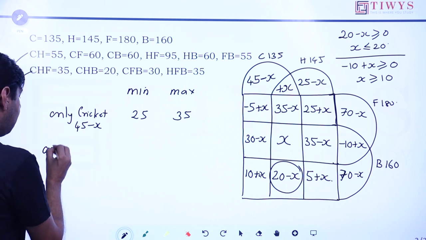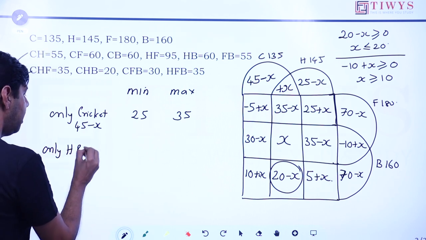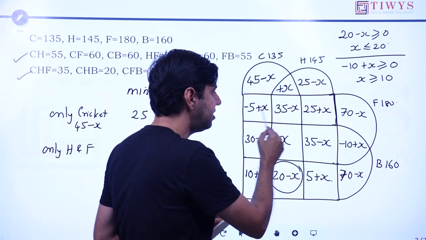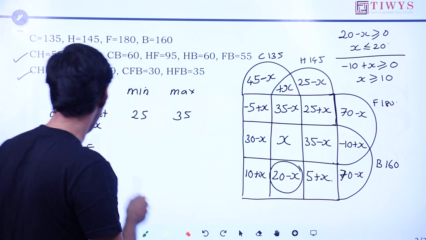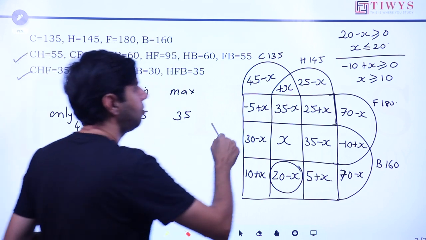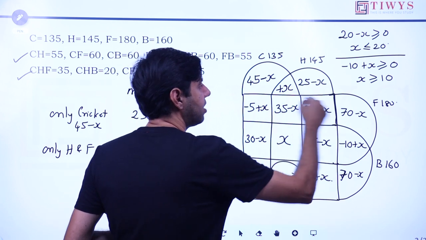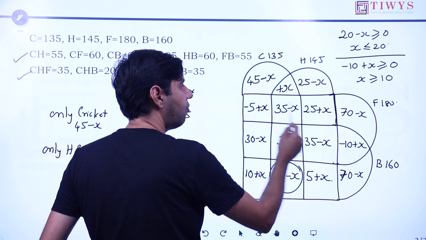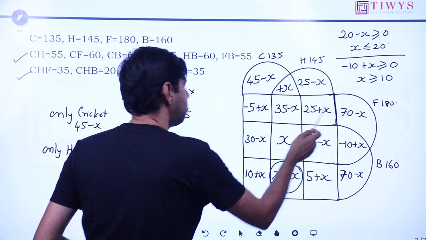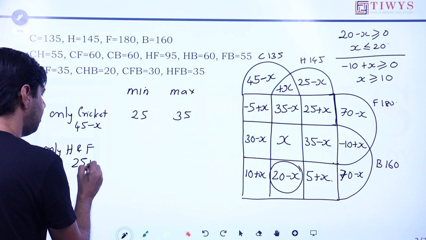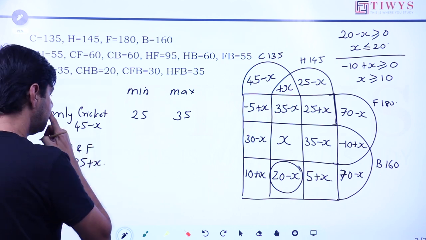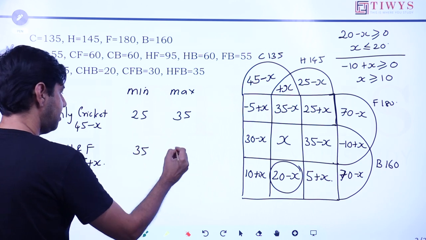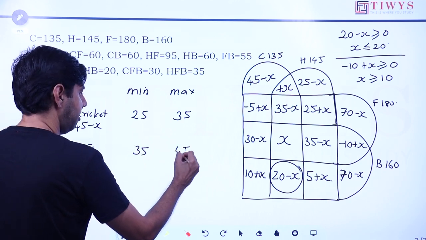Could I have those who play only hockey and football? Yes, only hockey and football. Each individual region here is only, so it becomes more easy. Hockey, this is hockey. Football, this is football. The common are these four areas, but I want outside cricket, outside this. So that is 25 plus x. And x is 10, so minimum will be 25 plus 10, 35. Maximum will be 25 plus 20, 45.